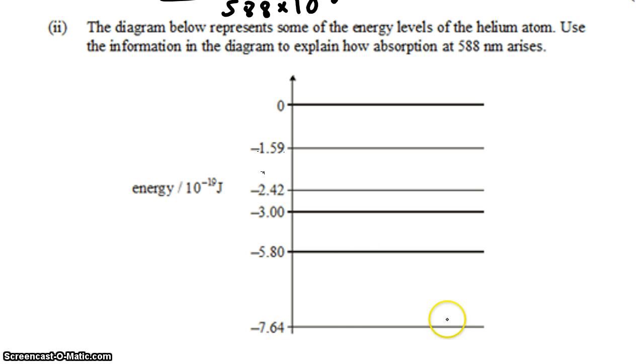There is sort of the ground state, and some other shells are also shown, as well as an ionized state, where the electron is freed from the atom. And we see different depths of energy at lower and lower shells. The further the electron falls in, the more energy debt it has. So then the question is, what energy transformation is taking place when this atom absorbs a photon at 588 nanometers?